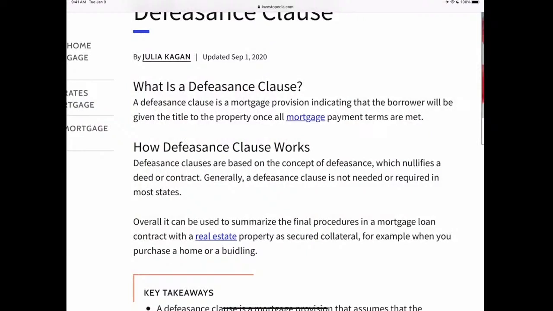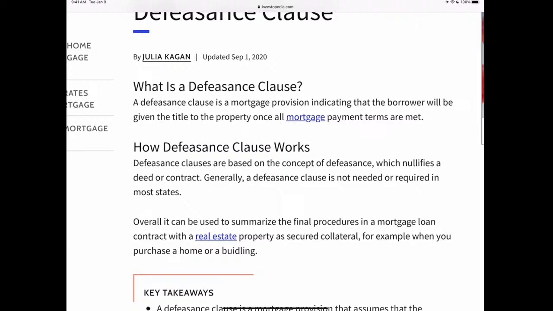Now, it says, how does a defeasance clause work? Well, defeasance clauses are based on the concept of defeasance, which nullifies a deed or contract. As I read John Riley's definition, leases can also fall under defeasance. But generally, as Investopedia says here, a defeasance clause is not needed or required in most states. However, you may see this on the real estate exam.